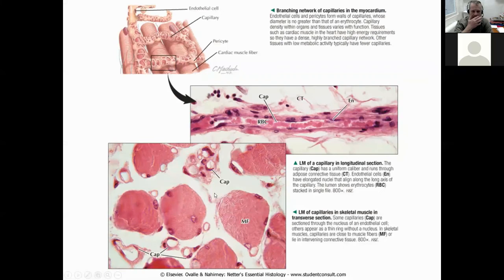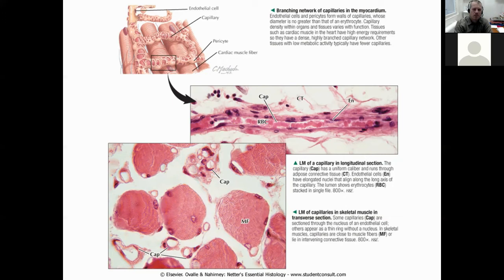Now the capillaries. This is a longitudinal section through a capillary showing you the prominent endothelial cells. Capillaries usually don't have smooth muscle cells anymore. Sometimes you can find some additional cells here, but these are mostly cells called pericytes. Pericytes have a regulatory function. Some of these are contractile. Some of these are affecting the microcirculation.